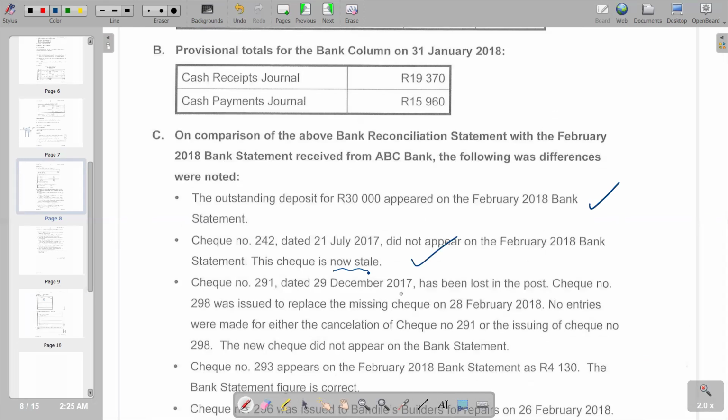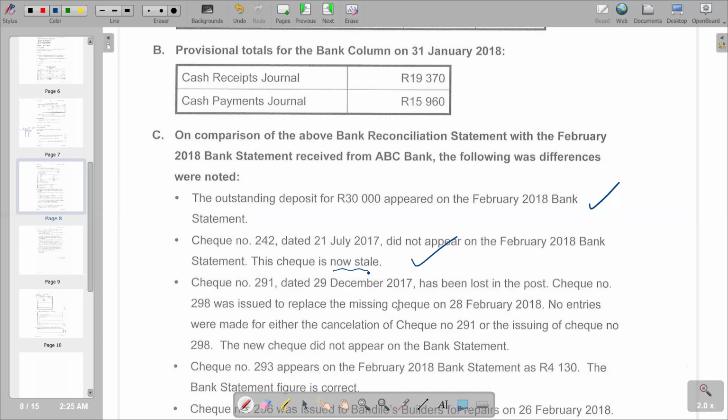Check number 291, dated 29 December 2017, has been lost in the post. Check number 298 was issued to replace the missing check on 28th. Cancellation of check number 291 or the issuing of check number 298. The check did not appear in the bank statement. So basically, what we are saying is it was lost. So it means it was not processed on the bank statement, so it is still outstanding. So what we can say about that check is it was a check that was lost and it was replaced.